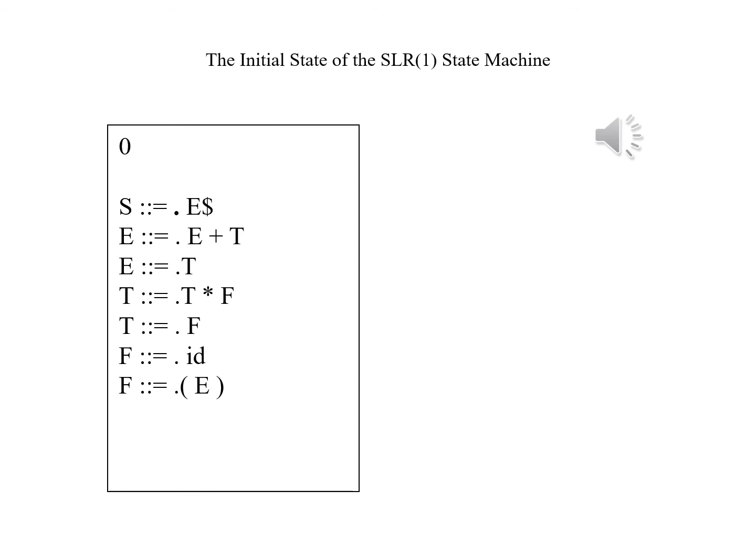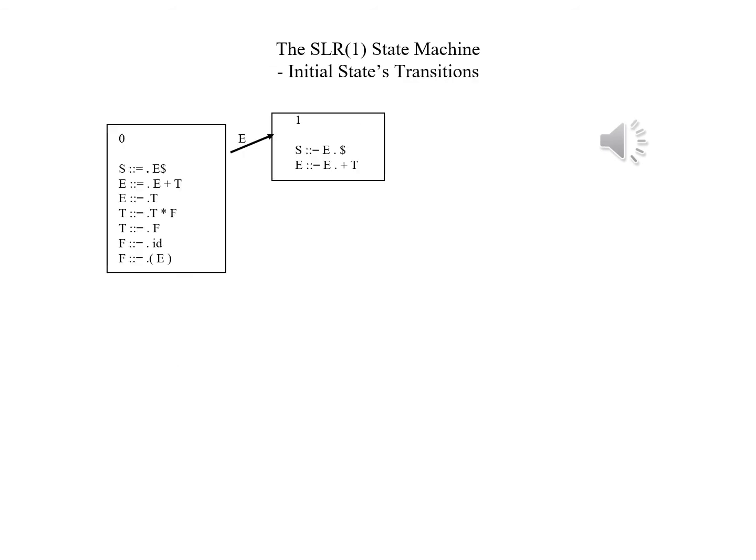However, E derives dot T means we need initial items for T. T derives dot F means I need initial items for F. And I've finished with the initial state. Now let's transition past E.